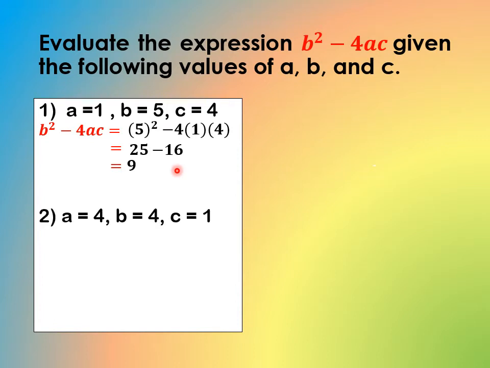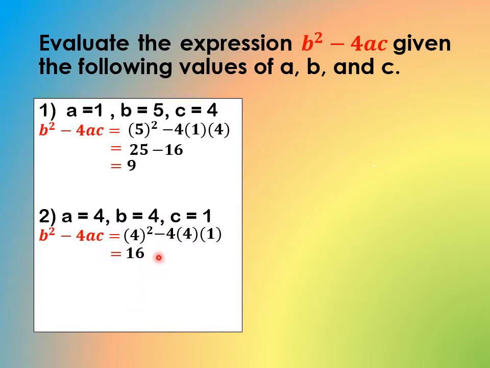Correct. Now, next. Number 2. A is 4, B is 4, C is 1. So, tulad ng ginawa natin sa number 1, isa-substitute lang natin yung values ng A, B, at C dito sa formula ng B squared minus 4AC. So, ang B natin ay 4. Correct. So, we have here 4 squared minus 4, okay, times A. Ang A is 4 times C na 1. Okay. So, 4 squared, that is equal to 16.